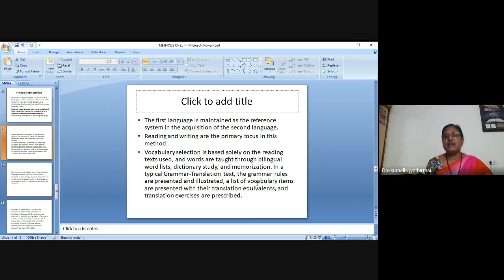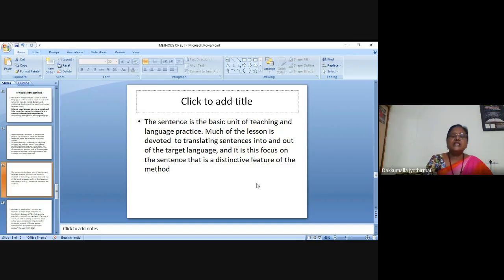A list of vocabulary items are presented with their translation equivalents, and translation exercises are prescribed. This is the framework of a text that is based upon the grammar translation method of language teaching. Next, in this method, sentence is the basic unit of teaching and language practice.